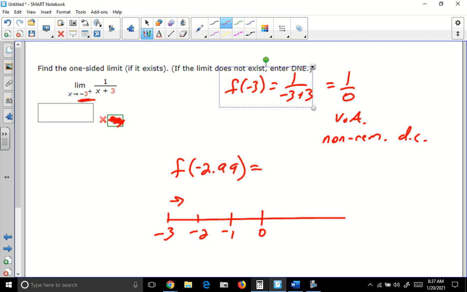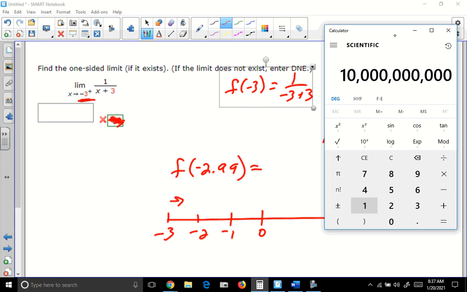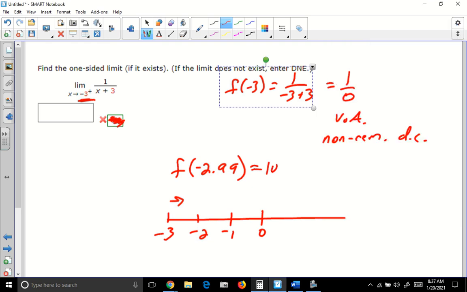So if we substitute this value into our function, we have 1 over the result of -2.99 plus 3, and that gives us 100. That's a positive number. If we pick even closer, this is going to get bigger, but it's still going to be positive, so the limit is going towards positive infinity. The overall limit itself doesn't exist. It doesn't go to anything in particular, but from one side, it's going towards positive infinity.